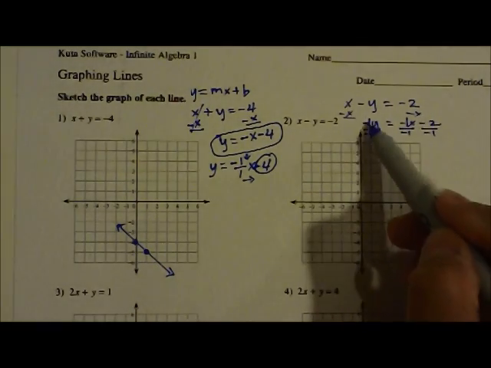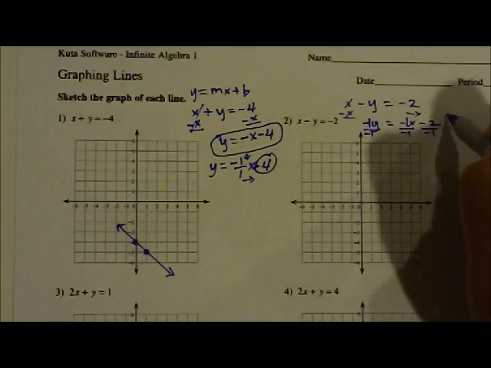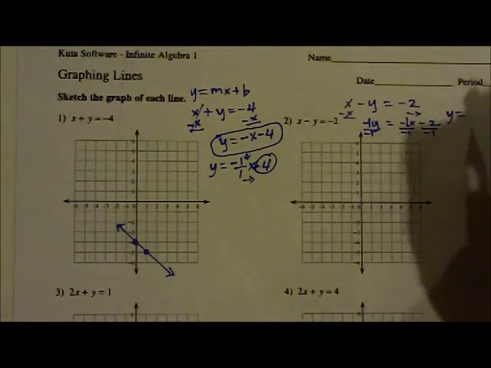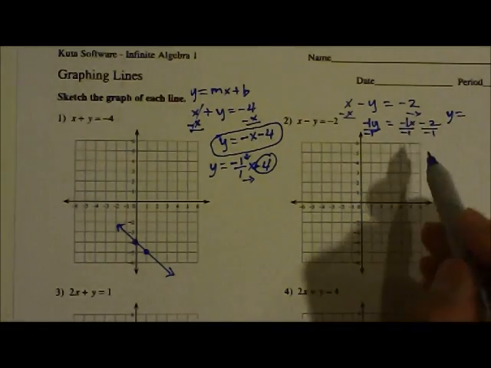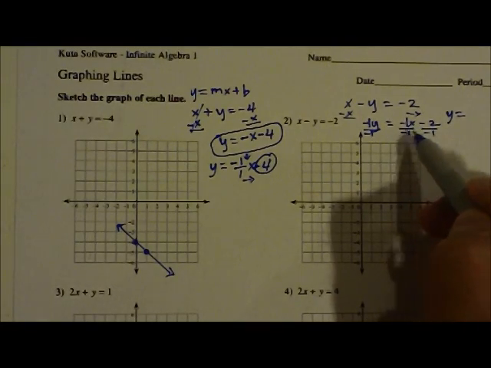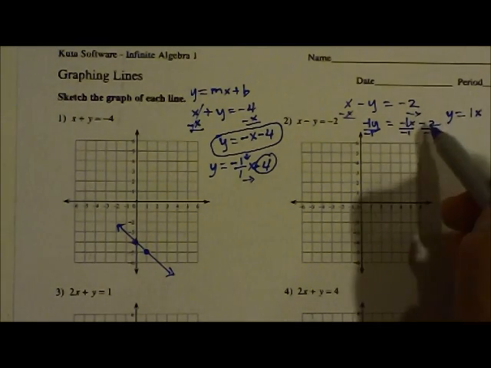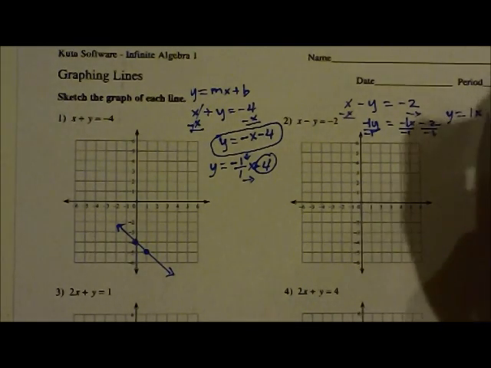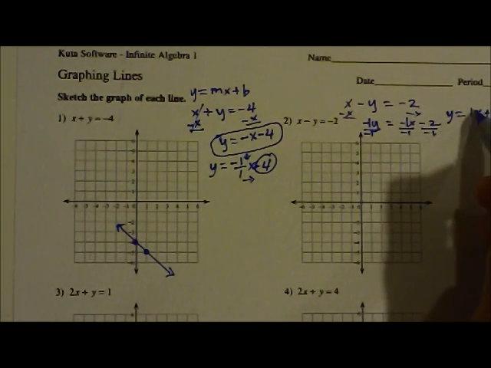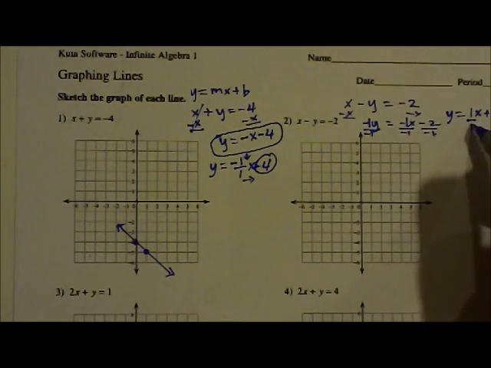If I divide this by negative 1, that leaves me with a positive y, which is what we want. And then negative 1 divided by negative 1 gives me a positive 1. So that's going to leave me with a 1x. And then negative 2 divided by negative 1 gives me a plus 2. And then here, don't forget, we're going to change it to a fraction because we want the rise over run.